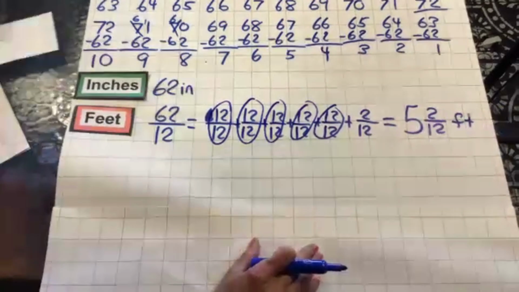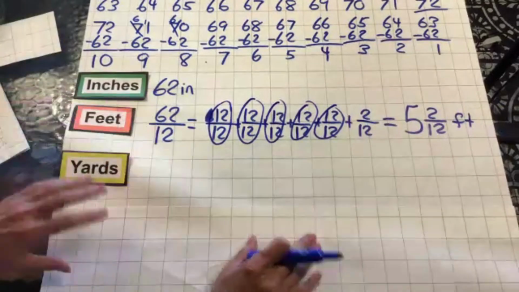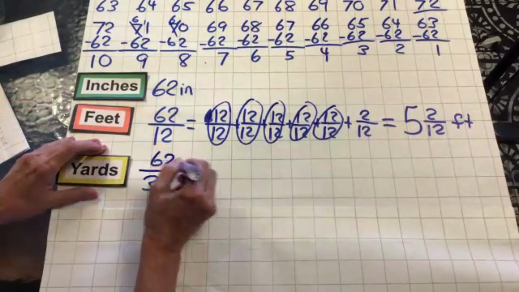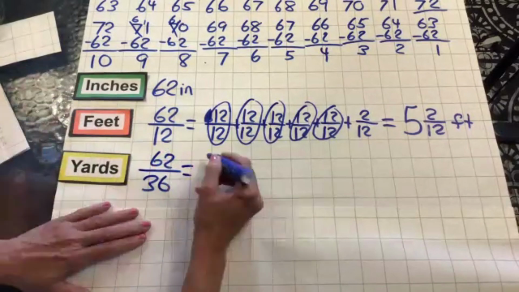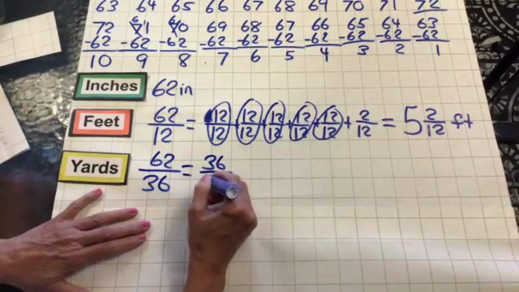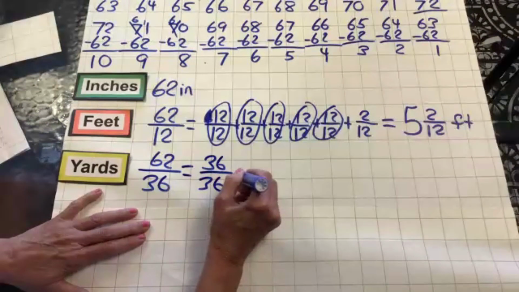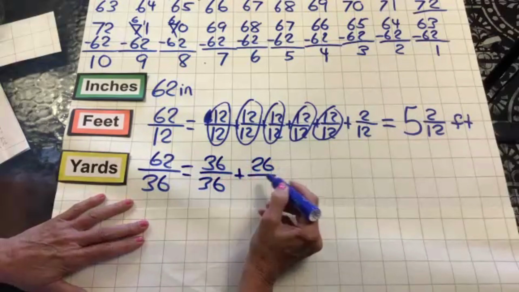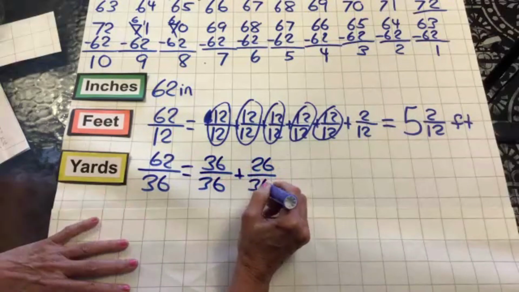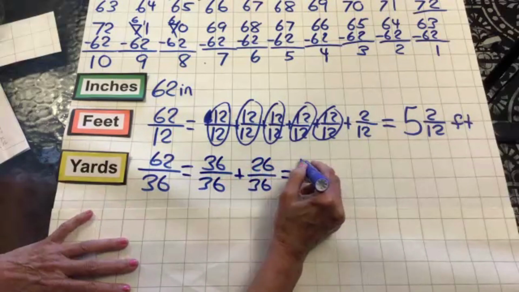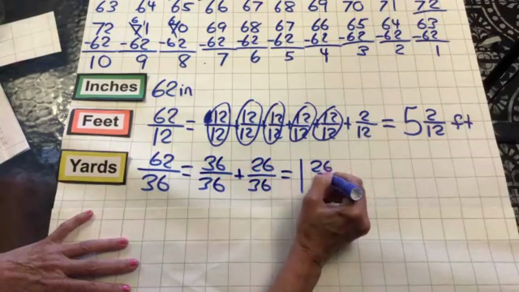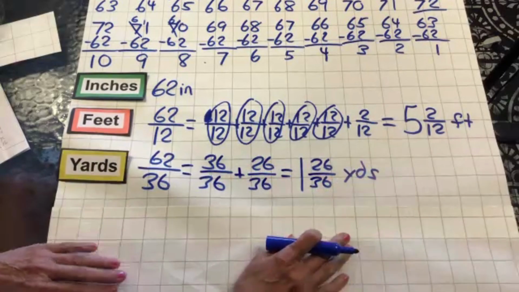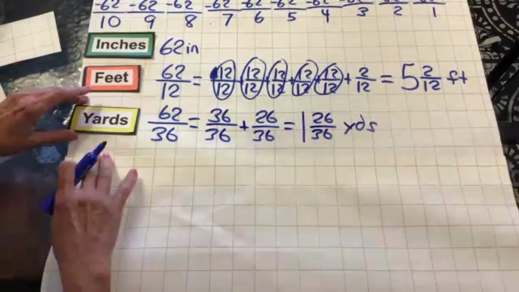All right, let's go on to yards. We know it takes 36 inches to make a yard. We've got 62, so let's see how we do. We know we can get 1 36 out of 62, and then 26 left, which is not quite enough. So we can get 1 whole yard and 26 thirty-sixths of a yard. All right, that's our standard form of linear measurement.